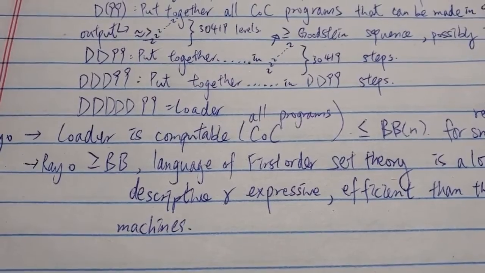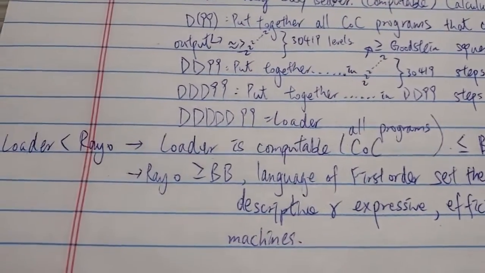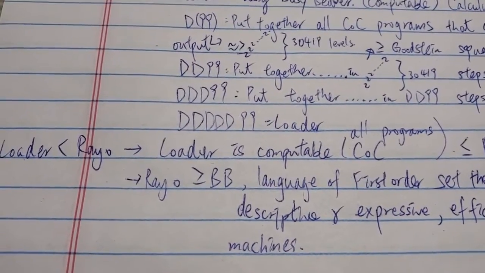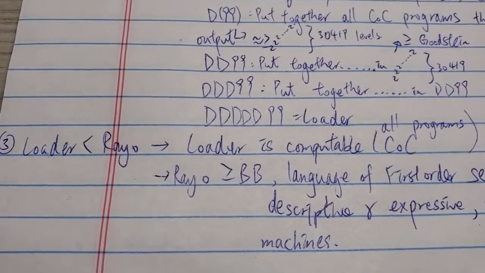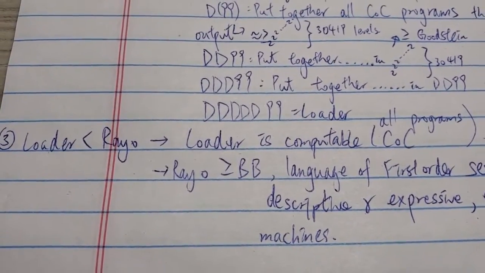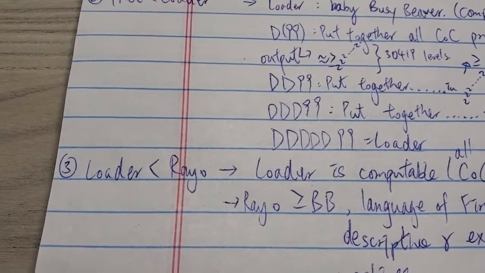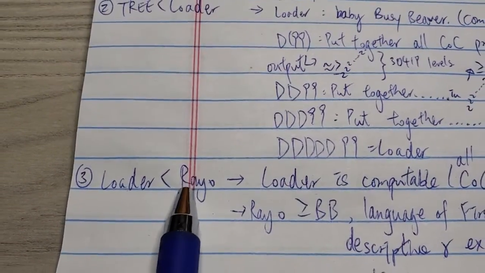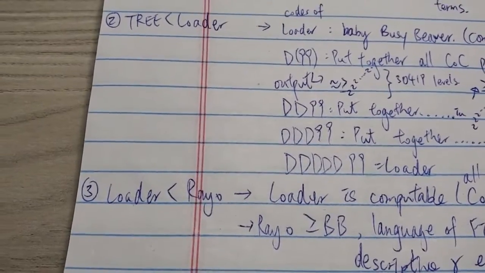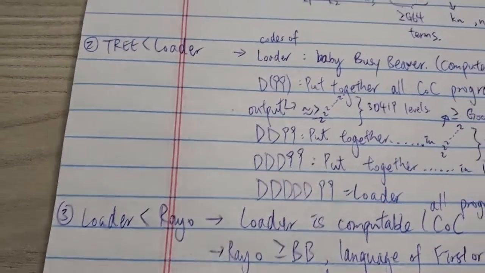And of course it's uncomputable. So since Rayo's number is way more powerful, way more efficient, way more descriptive than the Busy Beaver, and Busy Beaver of course much bigger than Loader, is uncomputable, Loader is computable, so that way we can show Rayo is much bigger than Loader. So there we have it.